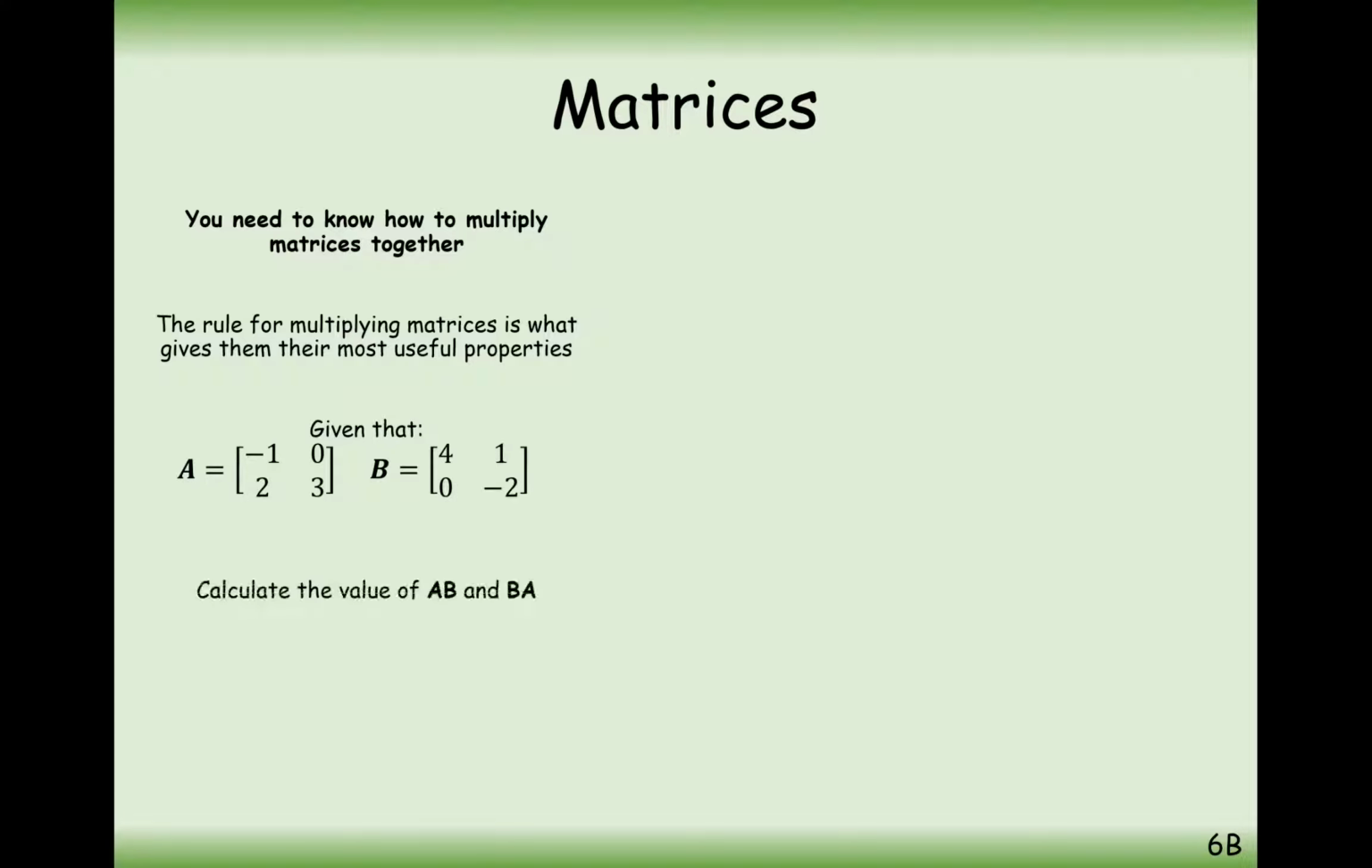Alright, let's have a go at another couple of questions here. Let's work out A times B and then work out and see if that's the same as B times A. See if it has that commutative property.